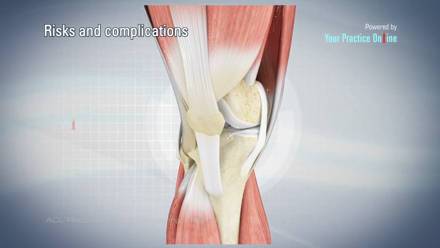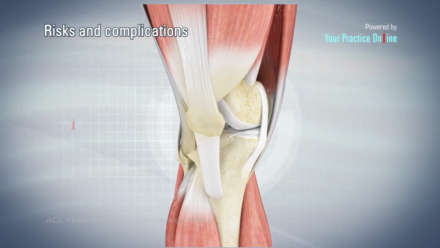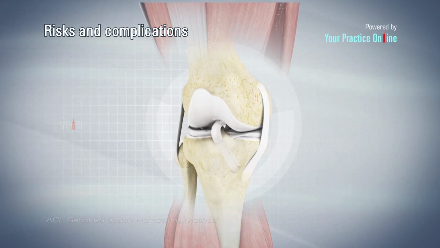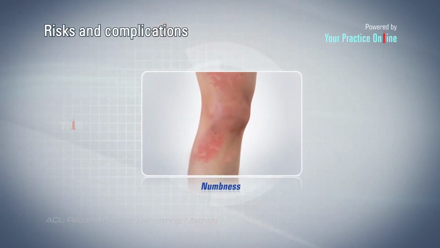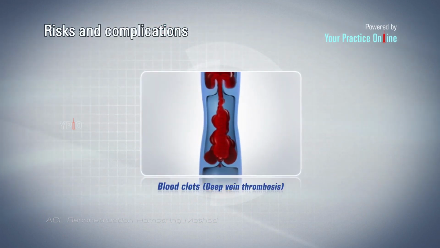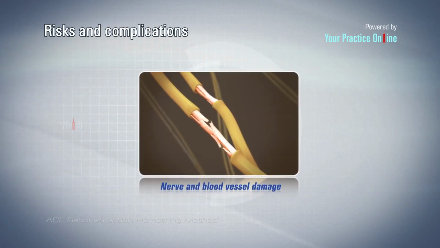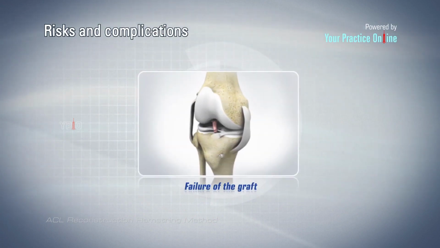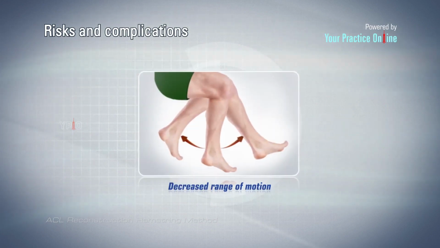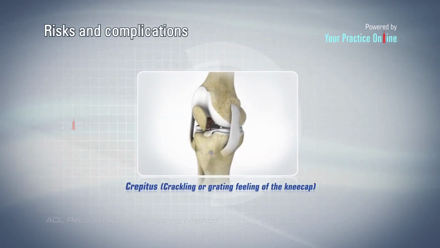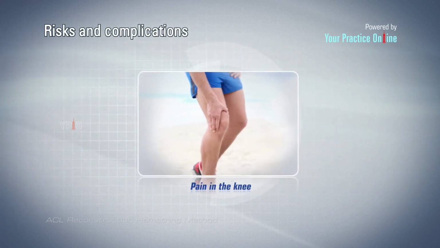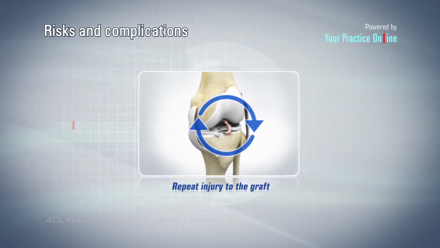Risks and complications. Possible risks and complications associated with ACL reconstruction with hamstring method include numbness, infection, blood clots, deep vein thrombosis, nerve and blood vessel damage, failure of the graft, loosening of the graft, decreased range of motion, crepitus, crackling or grating feeling of the kneecap, pain in the knee, repeat injury to the graft.